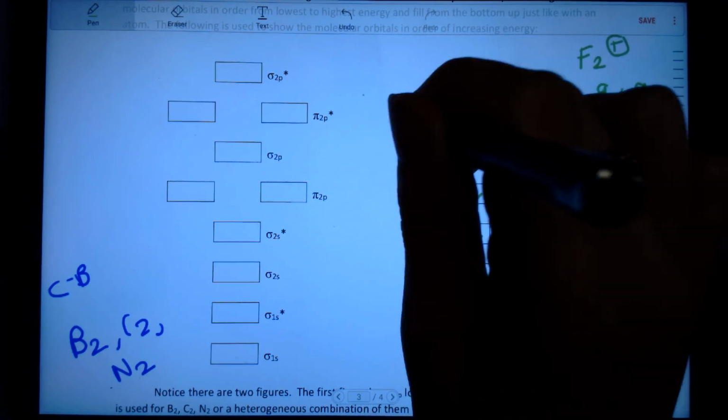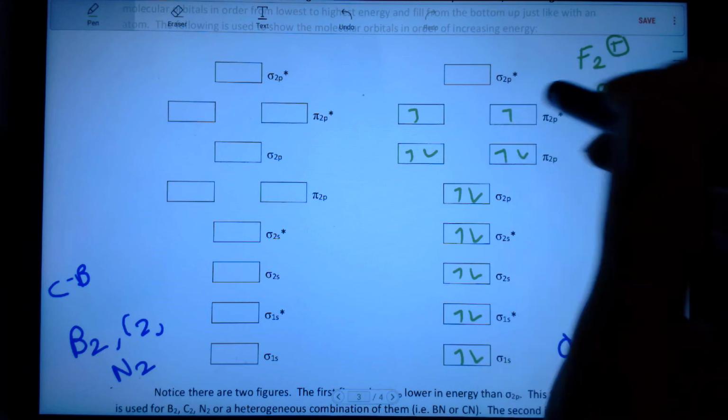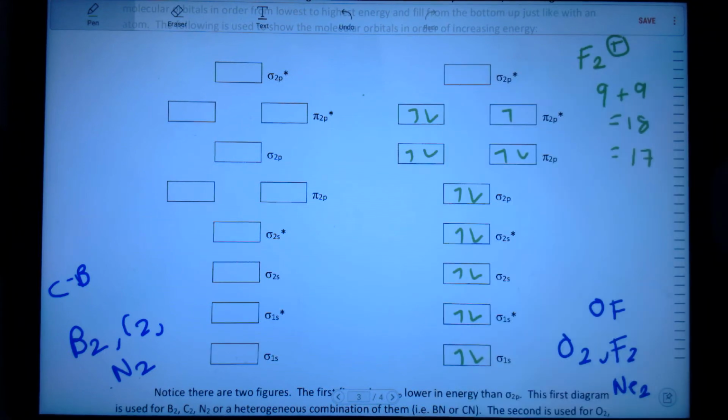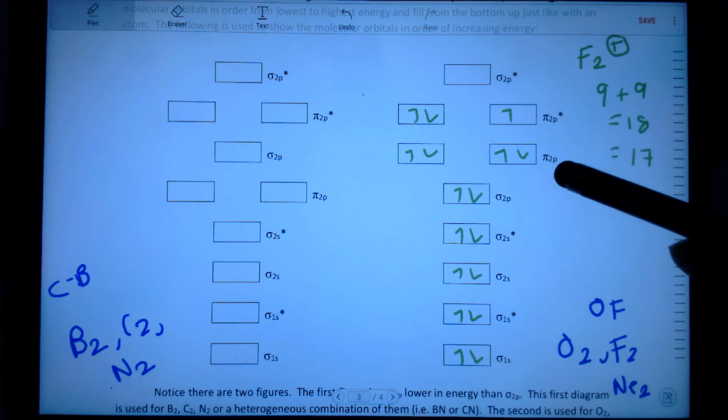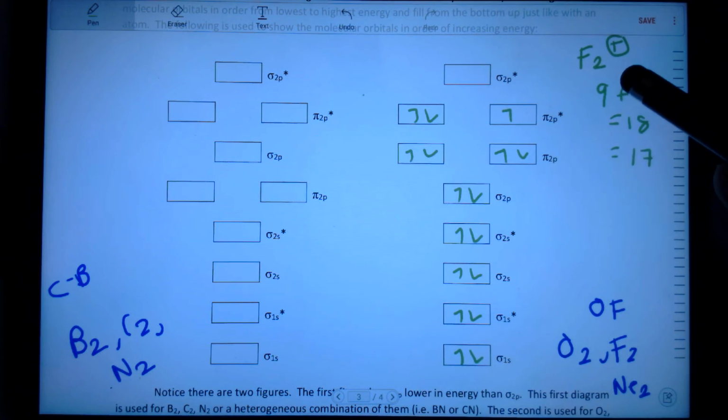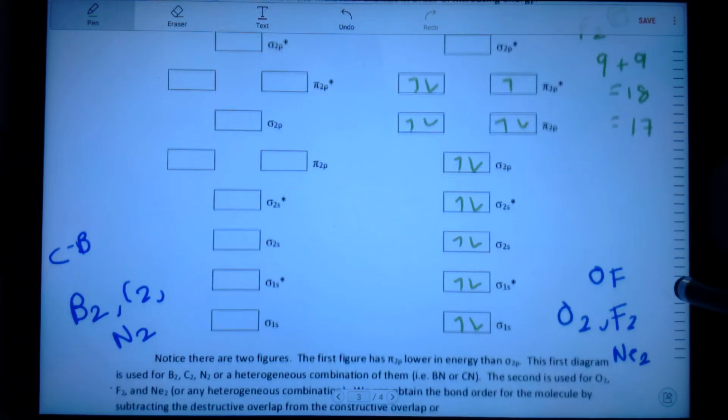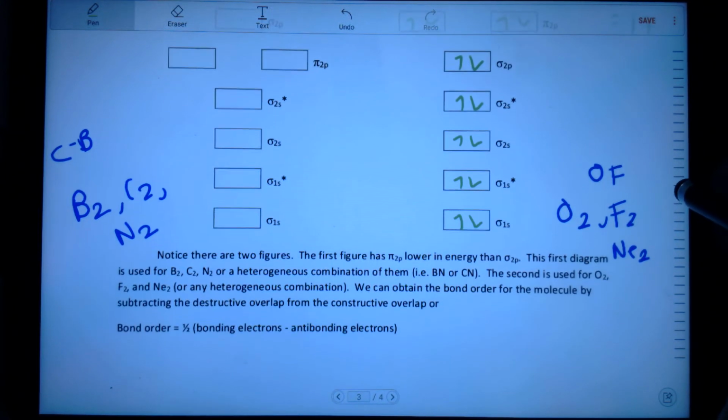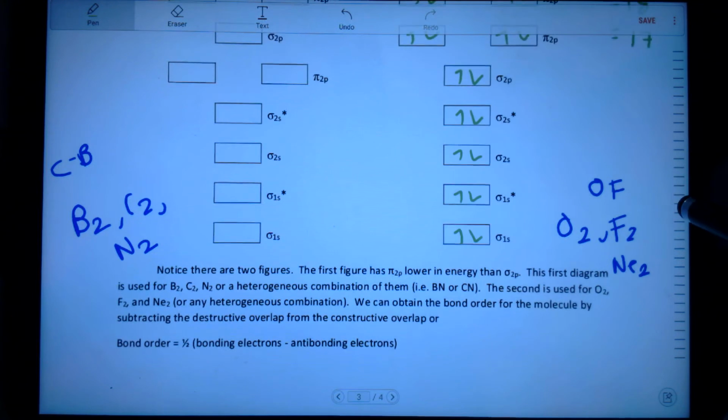13, 14, 15, 16, and 17. Okay, so we have them separate in degenerate orbitals before we fill them. So this is where the electrons would be in these molecular orbitals for F2+. Okay, so we can approximate the bond order for this. So bond order equals 1/2 bonding electrons, subtract antibonding electrons.